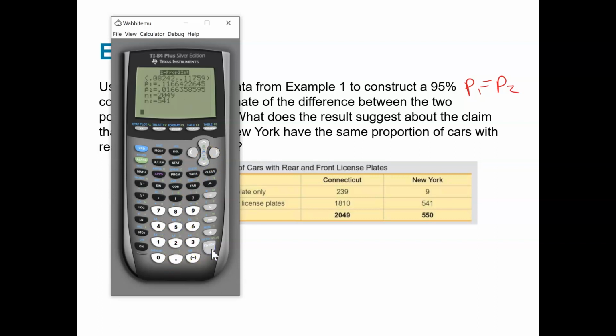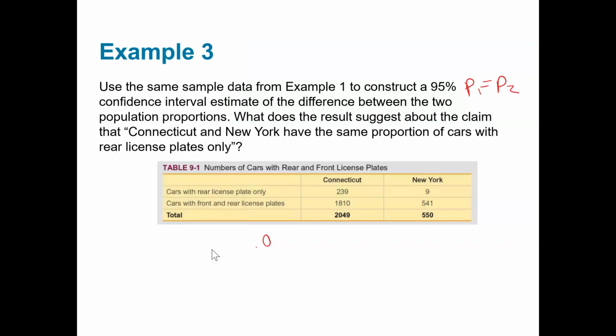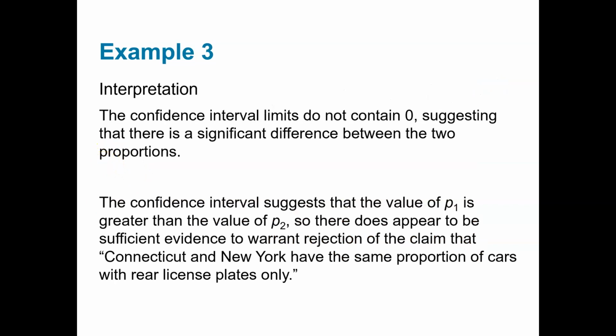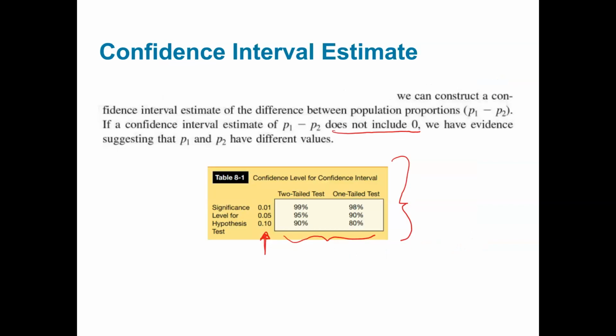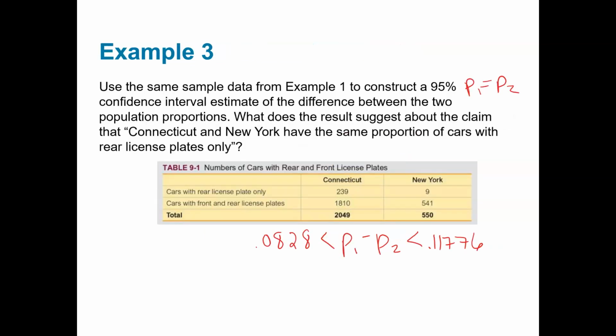So when we calculate that, we get this interval here, 0.0828 is less than proportion 1 minus proportion 2 is less than 0.11776. So the question here becomes, is 0 included in this? Is 0 included? And it is not. These are all positive numbers. So because 0 is not included, if we go back here, we have evidence suggesting that they're different values.